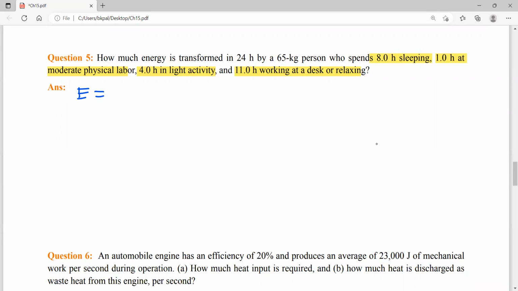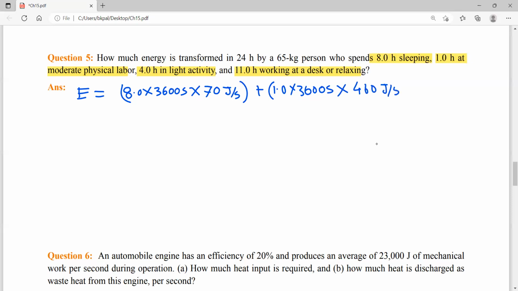So 8 hours means 8 times 3600 seconds, right? So this is 8 hours in seconds, and the metabolic rate table tells us that for sleeping we need this much energy per second. Okay, so that's for the sleeping, and then 1 hour means just 3600 seconds, and for moderate physical activity it needs 460 joule per second.